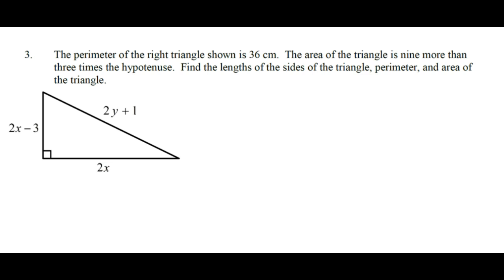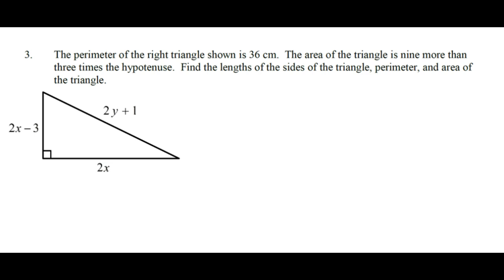The perimeter of the right triangle shown is 36 centimeters. The area is 9 more than 3 times the hypotenuse. Find the lengths of the sides, perimeter, and area of the triangle. It's like, wow, find everything. Okay, what are we going to do?